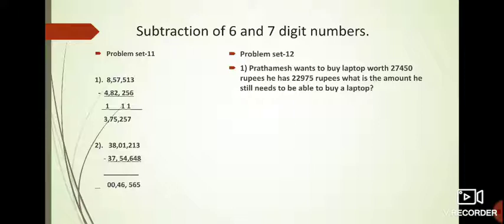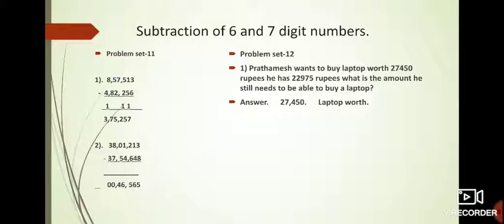Prathamesh wants to buy a laptop worth 27,450 rupees, and he has 22,975 rupees only. So what is the amount he still needs to be able to buy a laptop? Now again some amount he needs to buy a laptop. What is the cost of the laptop? Yes, 27,450 rupees, and he has only 22,975 rupees. Again some amount he needs, no students. That amount we have to find. So here we have to do subtraction.